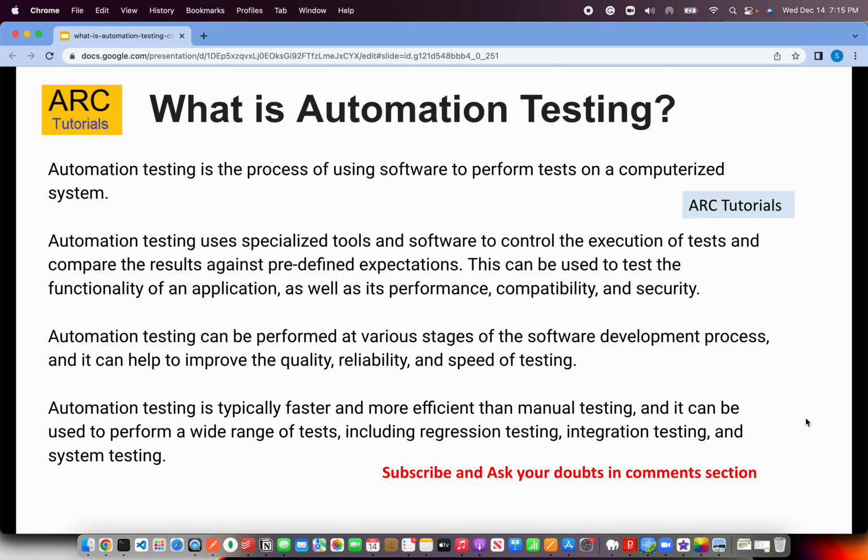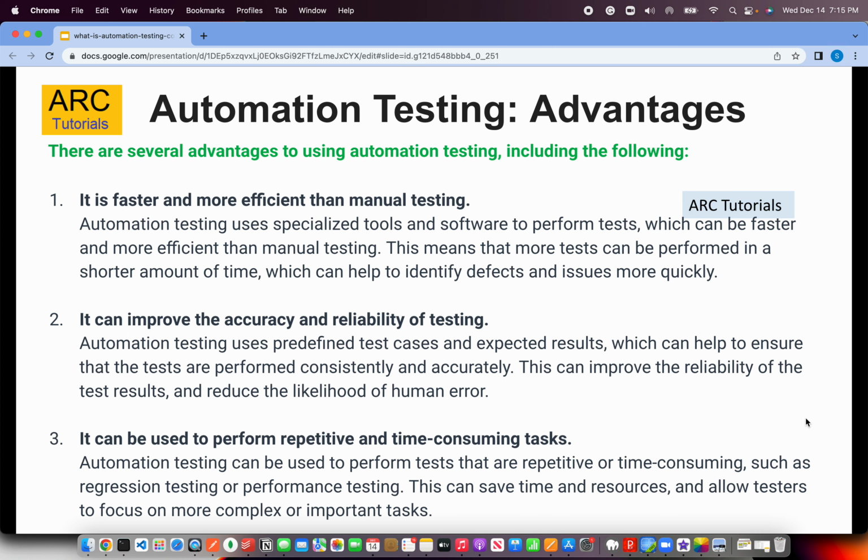Automation testing really helps in improving the quality, reliability, and speed of testing. Automation testing is typically faster and more efficient than manual testing because you can do a wide range of tests, including regression, integration, and system testing. What are some of the advantages of automation testing? Automation testing is faster and more efficient than manual testing.